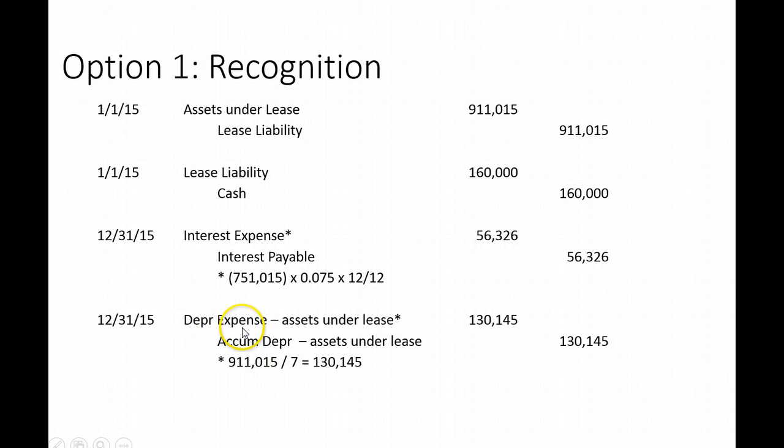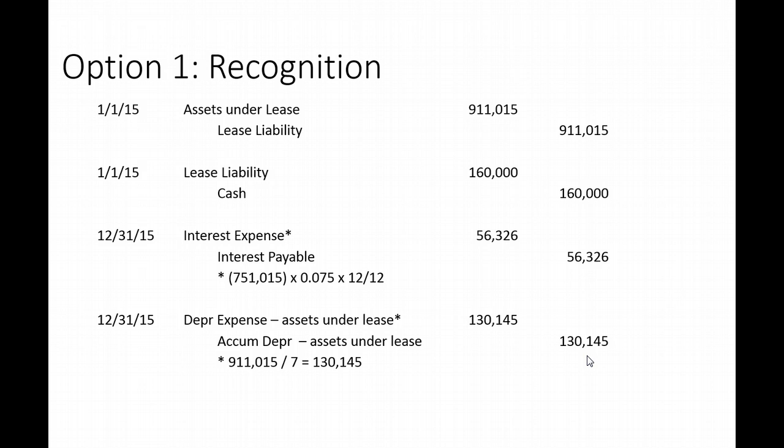And so depreciation expense gets debited for $130,145. Accumulated depreciation gets credited for $130,145. That's all of the recognition that goes along with option number 1.